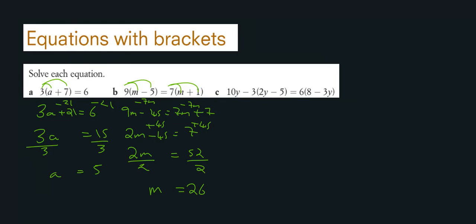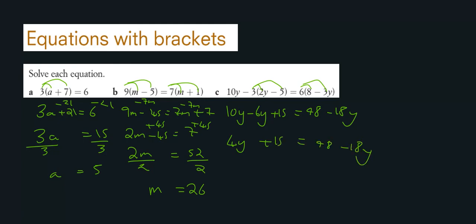This is a bit tricksy-dixy, but I'm confident that you're able to solve this. So here we got 10y. We apply the distributive property, so we get 6y plus 15. 6 8s are 48 minus 18y. Collect like terms, we're going to get 4y plus 15 is equal to 48 minus 18y.